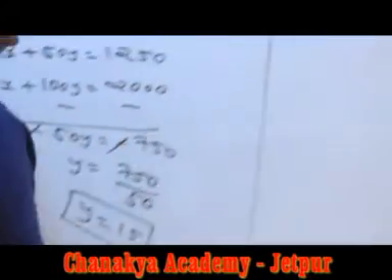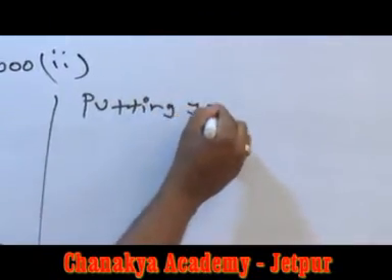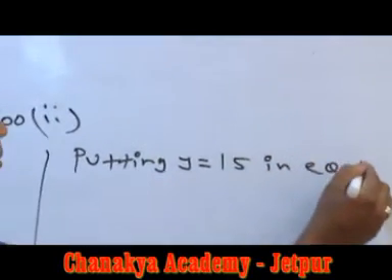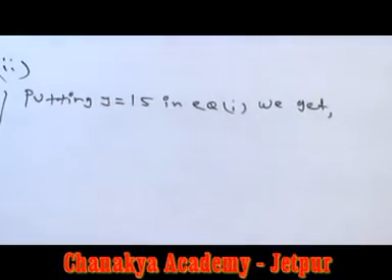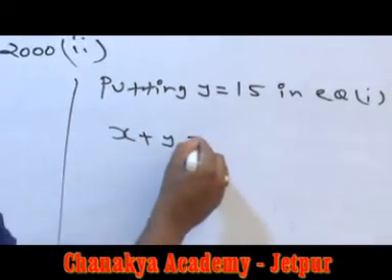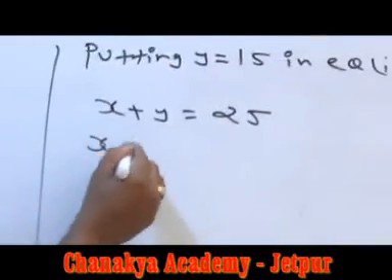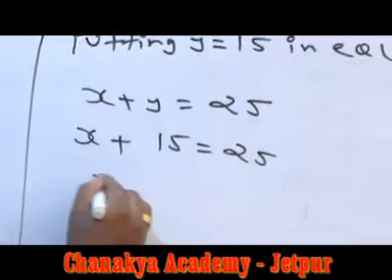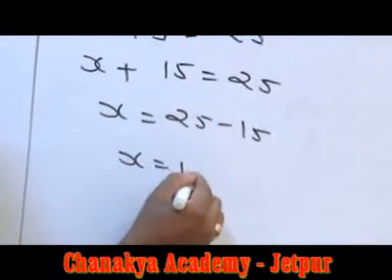Okay, now putting value of y equal to 15 in equation number 1, we get, okay, what is equation number 1? x plus y equal to 25. x plus value of y is 15 equal to 25. x equal to 25 minus 15. x equal to 10.